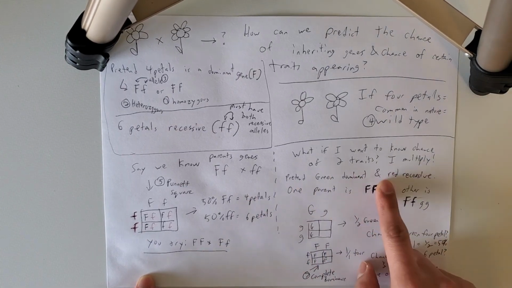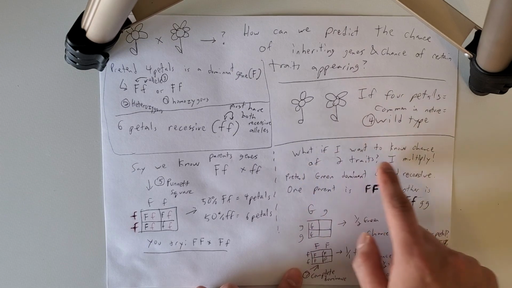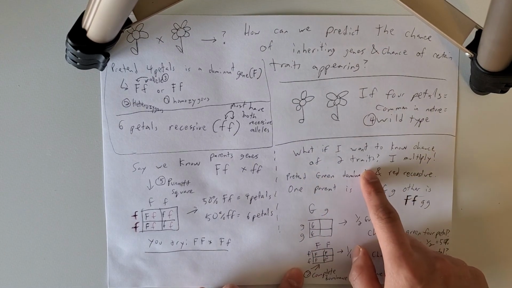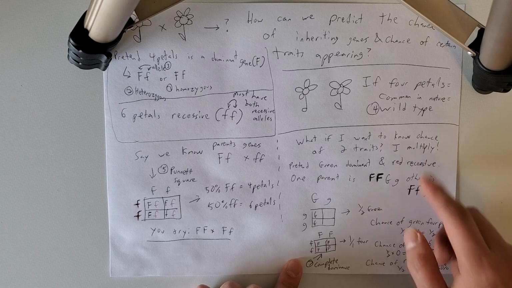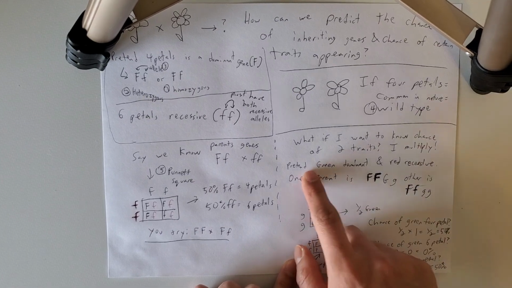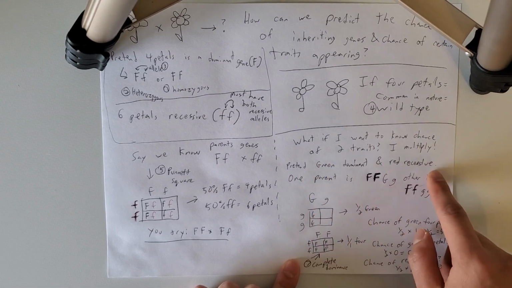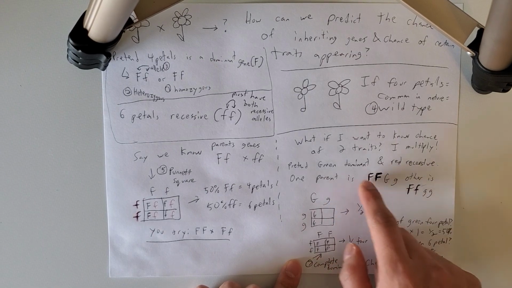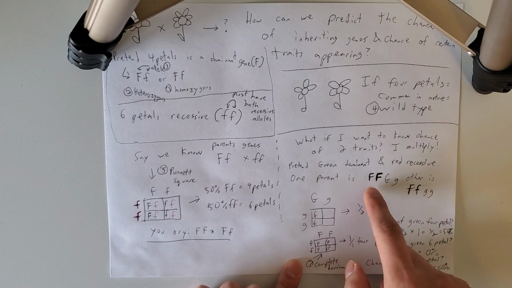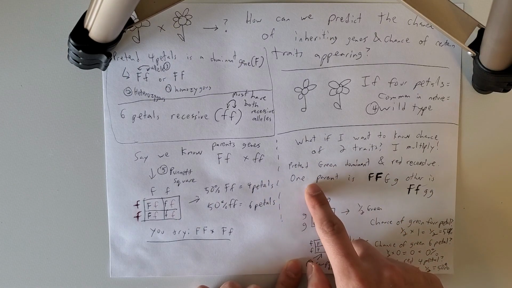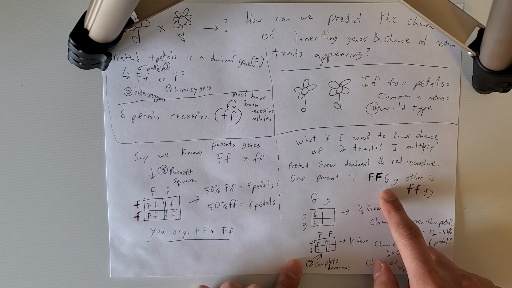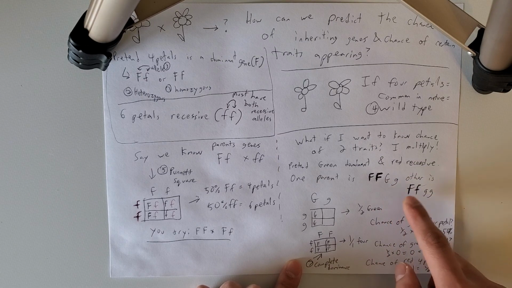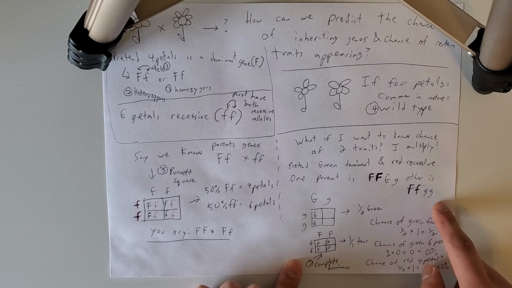All right, now let's move on over here. What if I want to know the chance of 2 traits? I'm going to multiply my probabilities then if I want to know the chance of 2 traits. So let's pretend green is dominant, red is recessive, and we're going to use the same allele from before, the 4 petals or 6 petals. So let's say one parent is capital F, capital F, capital G, lowercase g, and the other parent is 2 lowercase f's, 2 lowercase g's.